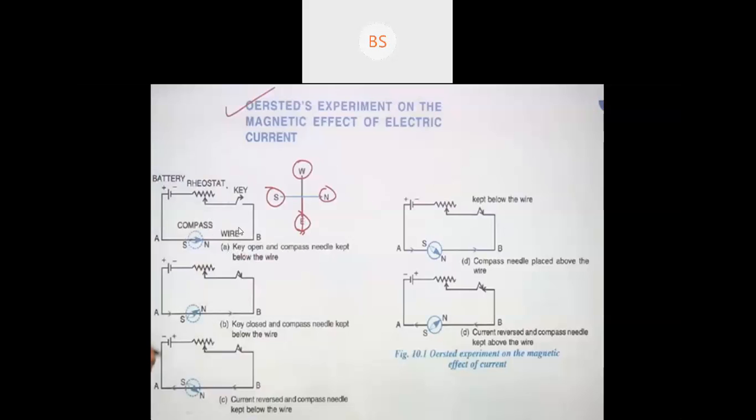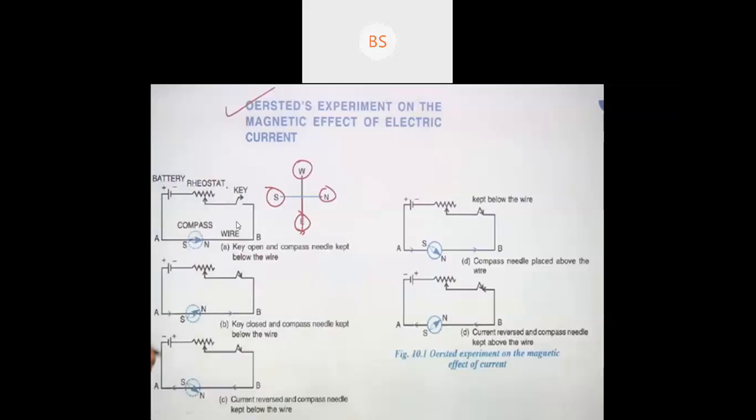So you know that Hans Oersted in 1820, in his experiments, observed that when an electric current is passed through a conducting wire, a magnetic field is produced around it. This I have already discussed with you all. When an electric current is passing and you keep a magnetic compass near it, the compass shows deflection. This we already studied in the previous class. Now we will study the experiment.